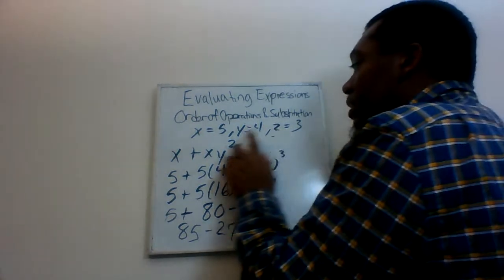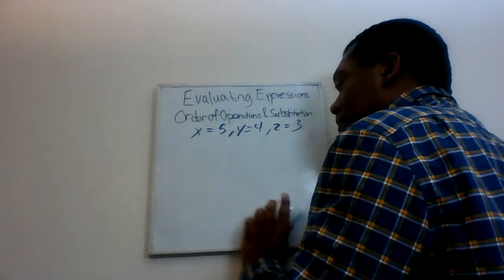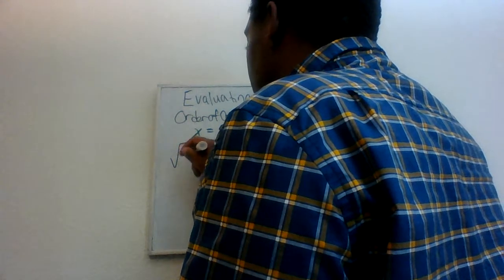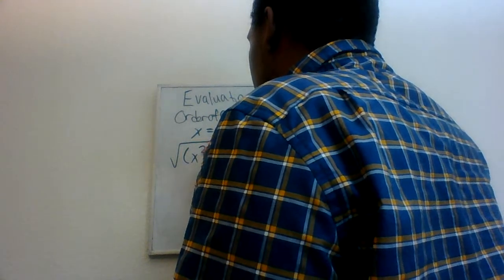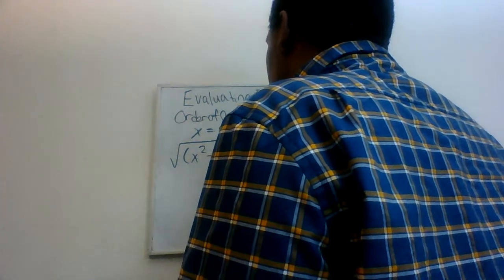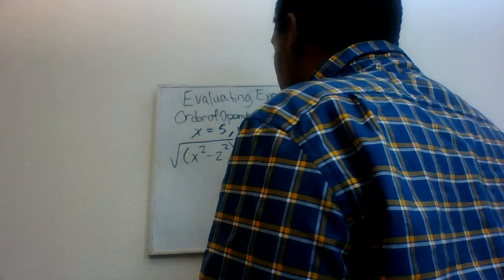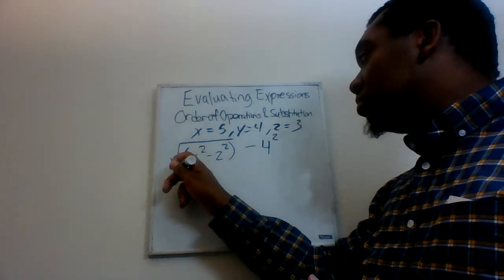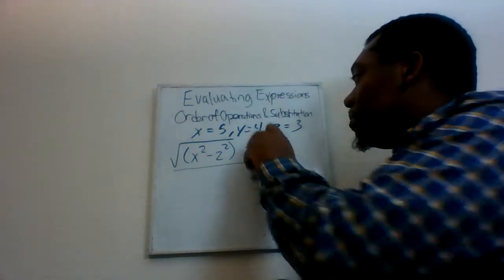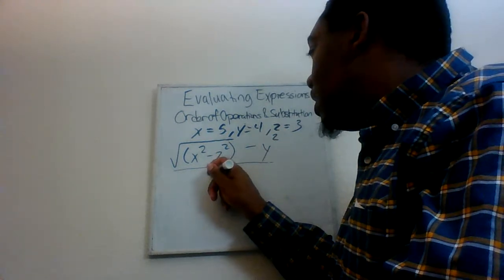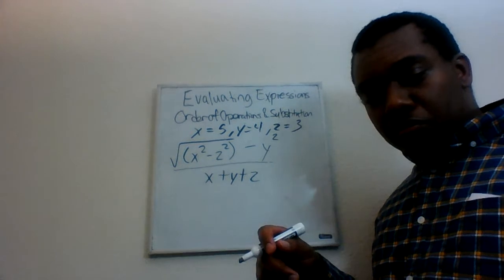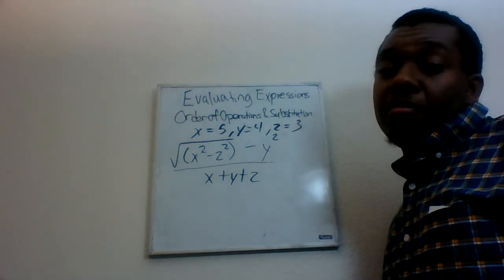All right, so erase this here. And let's do the square root of x squared minus z squared minus, not 4 squared, I have 4 minus y squared, and x plus y plus z. Okay, we got a lot going on here, so I made this one up this way.